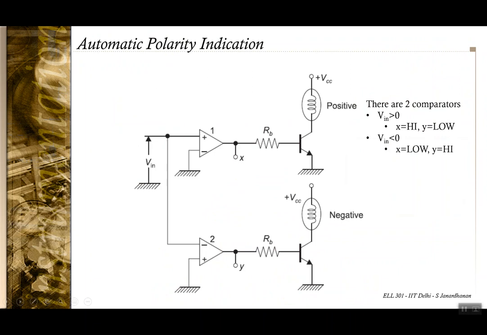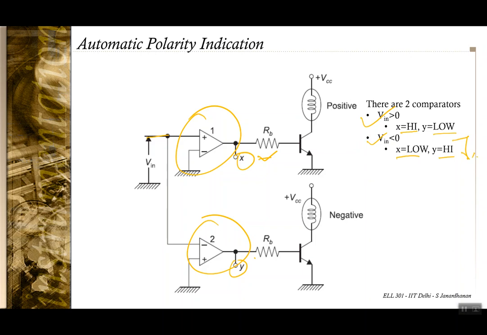Now the polarity indication is quite a simple circuitry. So you have two comparators here, and if the input voltage is greater than 0, then you would see that the output X would be high and Y would be low, because in both cases you are comparing it with the ground. However, the sign of the comparisons would be reversed. So if Vin is greater than 0, you have X high and Y low, and Vin less than 0, I have X low and Y high.